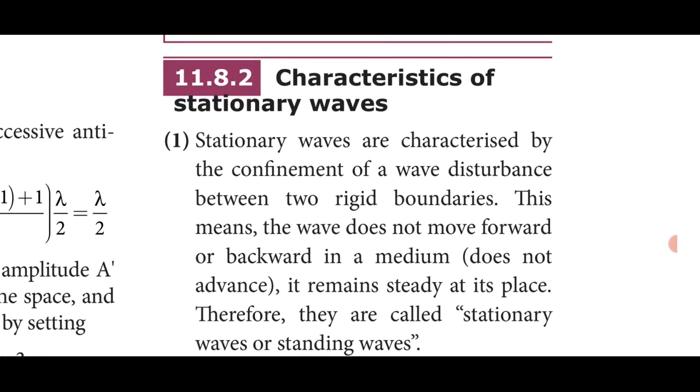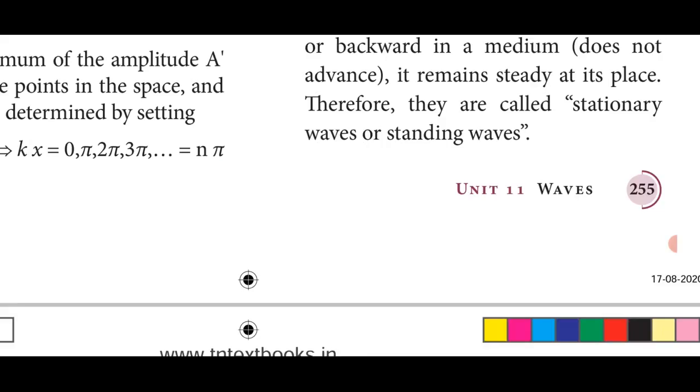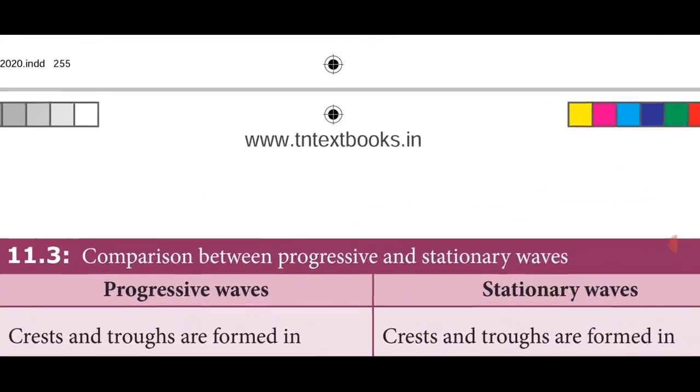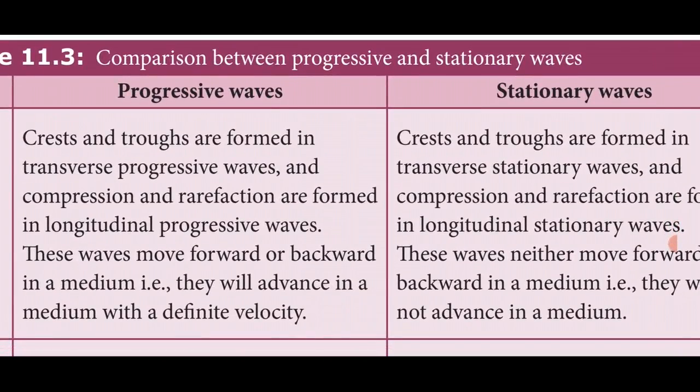Generally, you know what stationary is, right? It is at the same place. Same like that, the waves are not disturbed by the medium, so they remain at the same place. That means it does not move forward or backward. Between the two rigid boundaries, it remains at a steady place. That's why it's called standing waves or stationary waves. This is the first characteristic of stationary waves, and many things will be given for comparison.